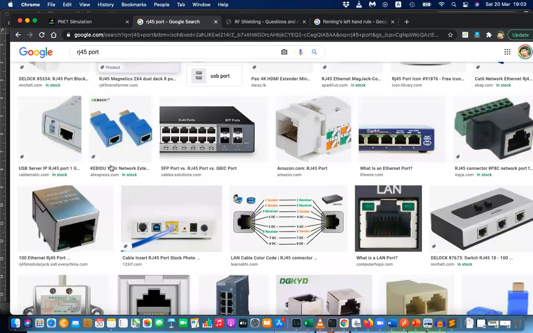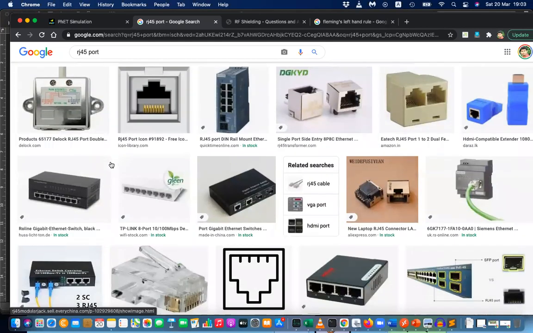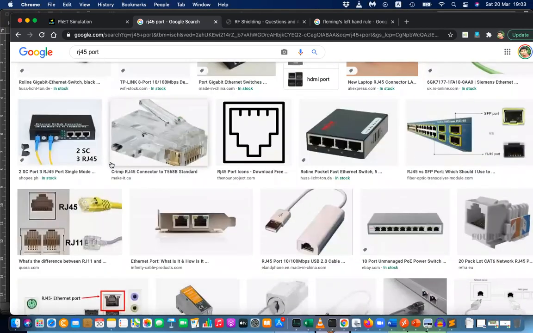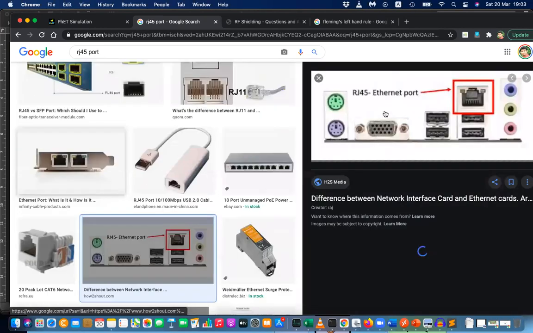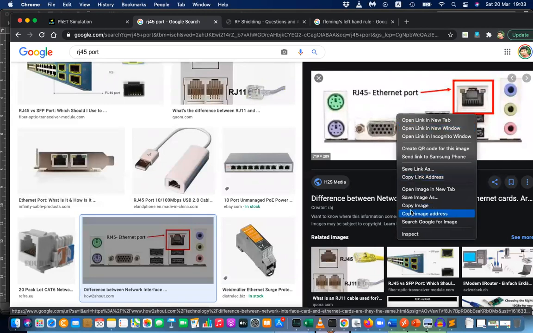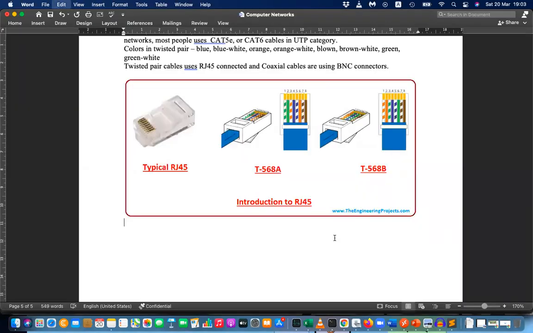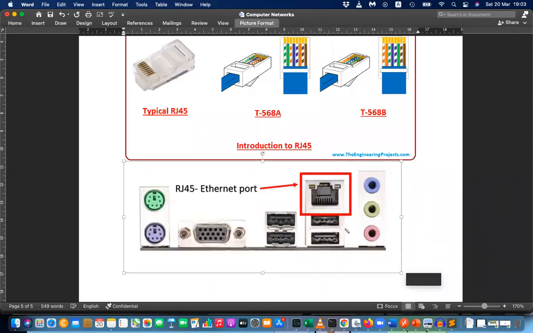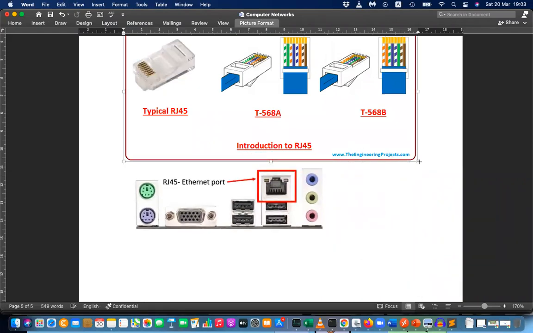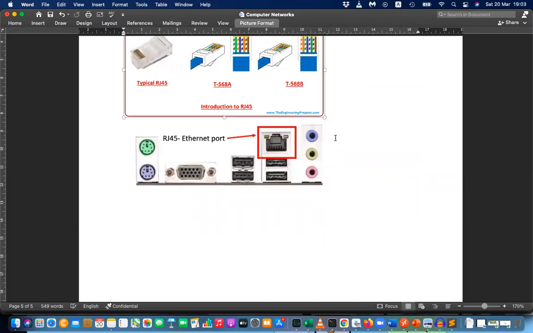So let's take a good example like this. It's not clear. Okay, here this is the RJ45 or Ethernet port. You should know that as well, because in an image, you should be able to identify this. If they give an image and ask what is this, you should be able to identify. This connector will connect to this port.